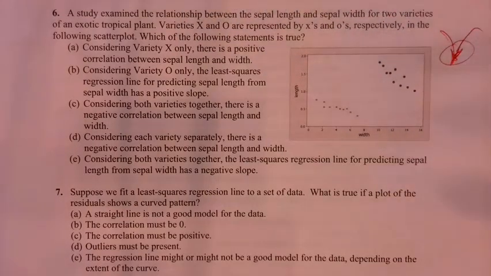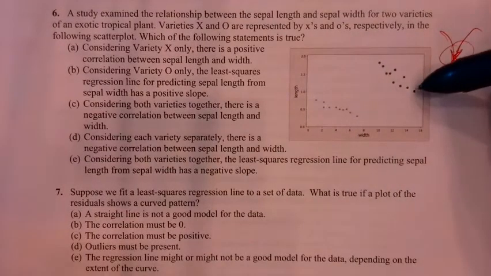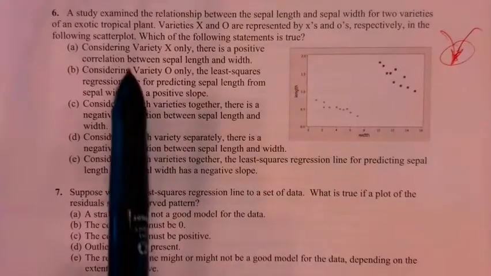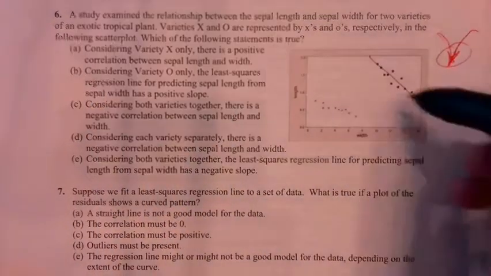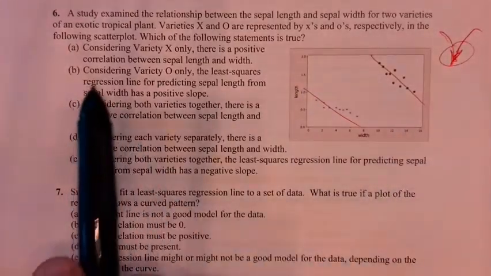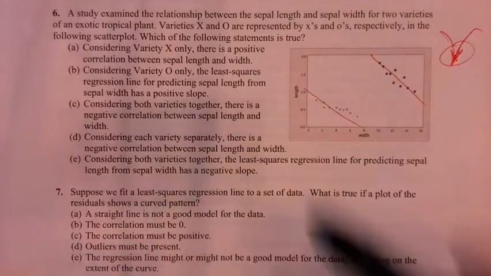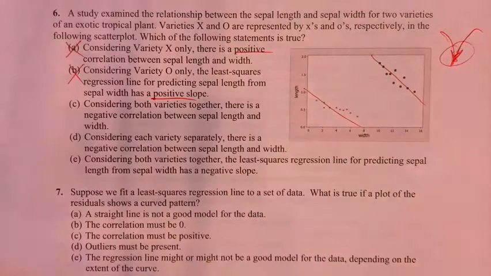Varieties X and O are represented by X's and O's, so there's X's and O's in the scatter plot. Which of the following statements is true? Considering variety X only, there is positive correlation between sepal length. No, negative correlation on both of them, right? Considering variety Y, the least squares regression line for predicting sepal length has a positive slope. Positive relationship? No. Positive, that's bad.